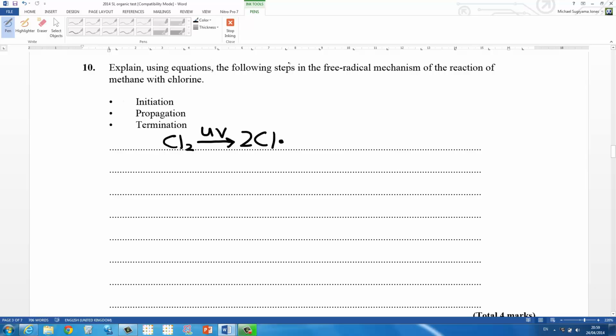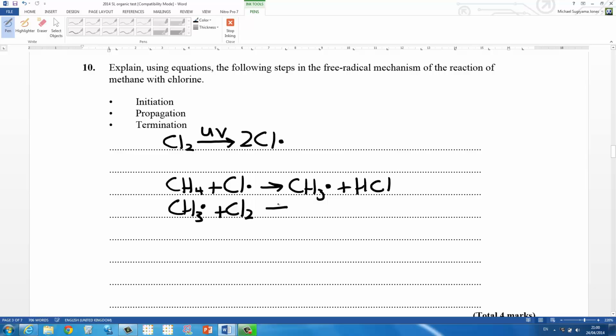Next is propagation. So the alkane is methane, so that's going to be CH4. And it's going to react with a chlorine radical. And it's basically going to take off one of these hydrogen atoms to leave us with a methyl radical plus HCl. And then the methyl radical, the dot means it's a radical, and you must have these dots. And that's going to react with chlorine. And we're going to form a halogenoalkane, which in this case is chloromethane. And you're always going to finish with a radical again, which can go back and start the chain reaction again. This is known as a chain reaction.